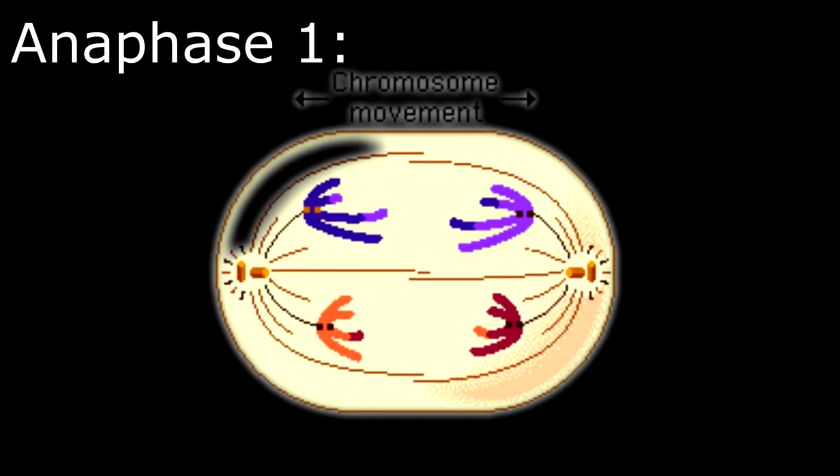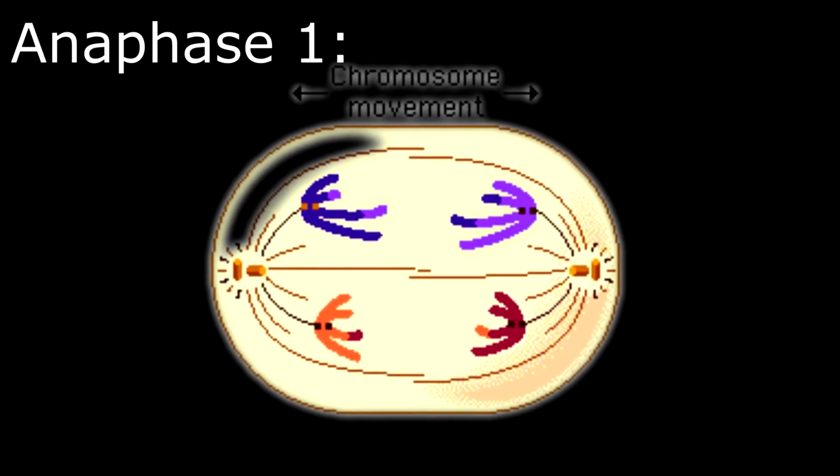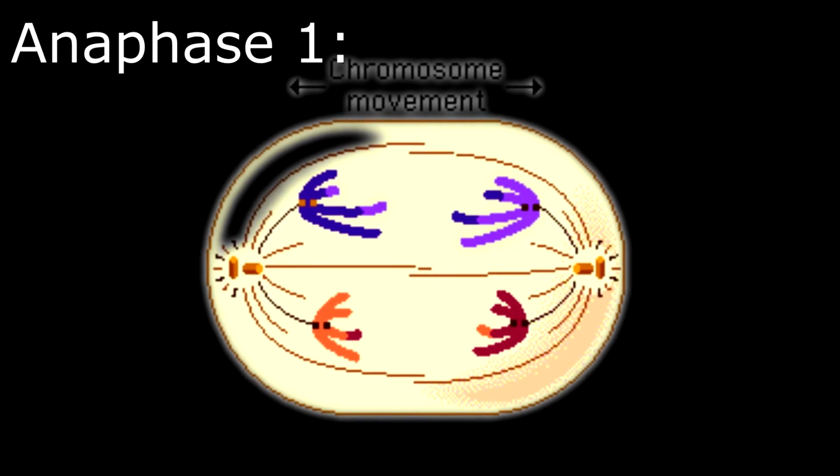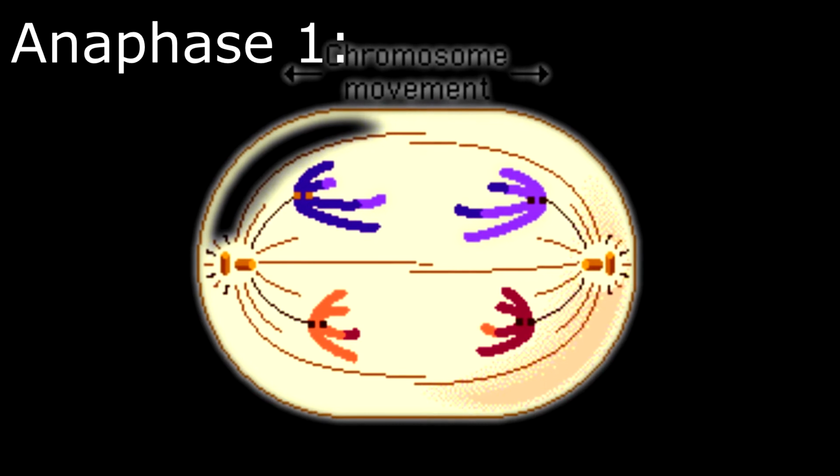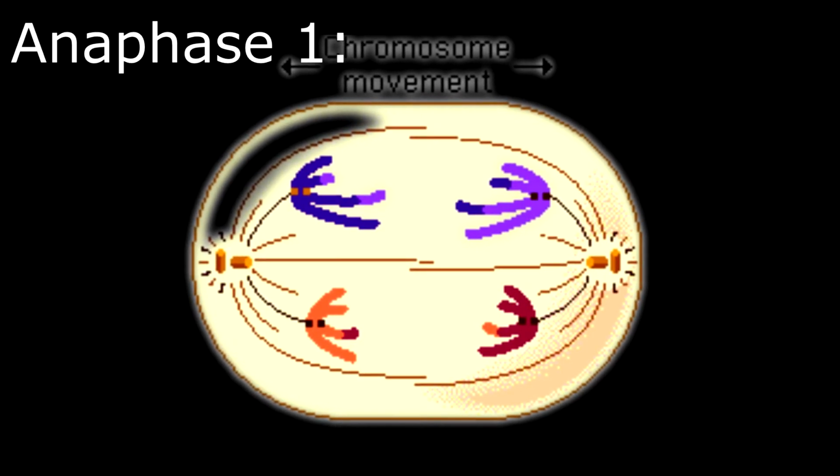In anaphase 1, the spindle fibers shorten and pull the chromosomes toward the poles. Each pole ends up with one haploid set of chromosomes consisting of one member from each homologous pair.